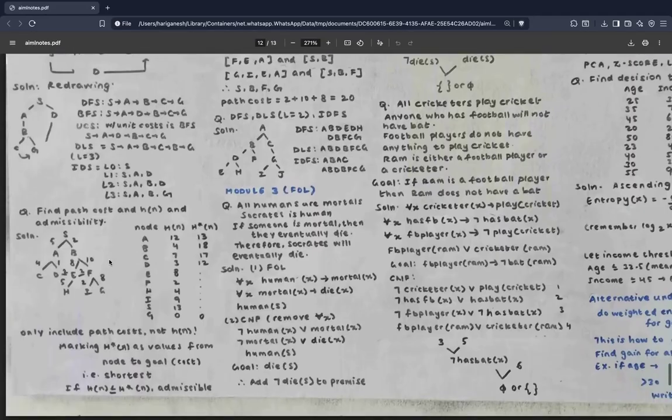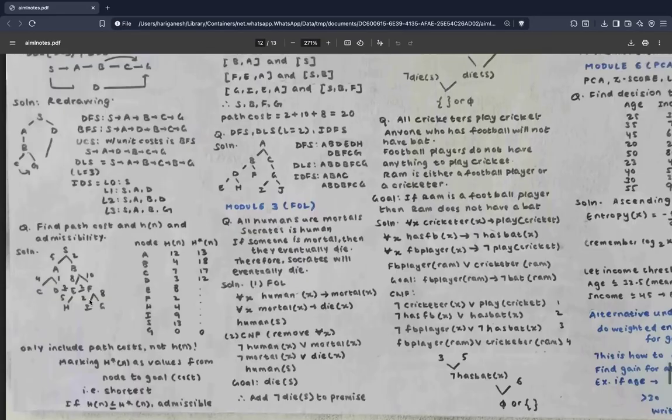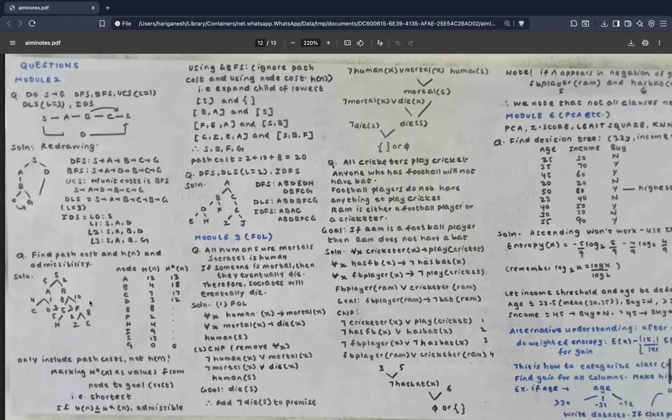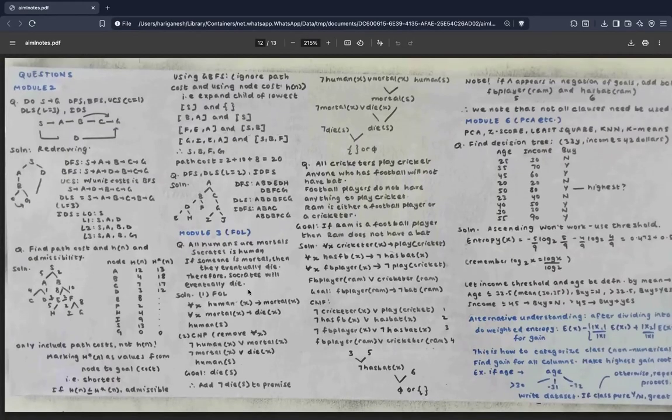Path cost, find path cost in heuristic function admissibility. This is an example for that. So you use greedy best first search. Then there's another question on DFS and DLS, IDFS as well. So some questions for module 3.